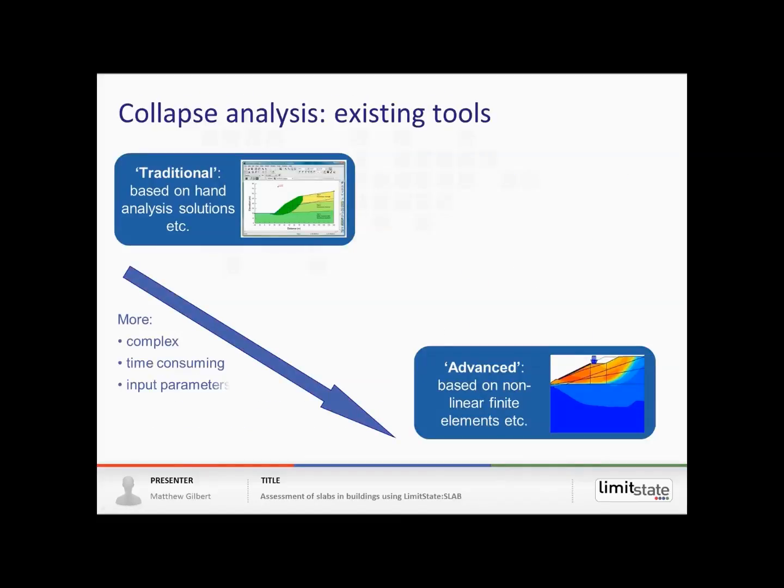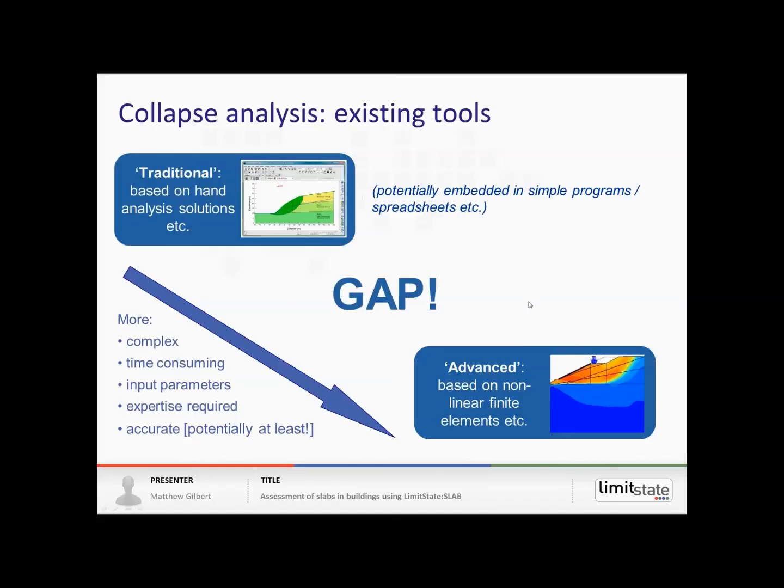If we look at the range of tools that are available to engineers to analyze the collapse or ultimate limit state, then what we can see is that they're divided into two real camps. The first camp I've coined traditional, which are basically based on hand analysis methods, and those methods may actually be performed by hand, or they may be embedded in a spreadsheet or in a simple program. And then at the other end of the spectrum, we have advanced tools based on, for example, finite elements, non-linear finite elements, discrete elements, and the like.